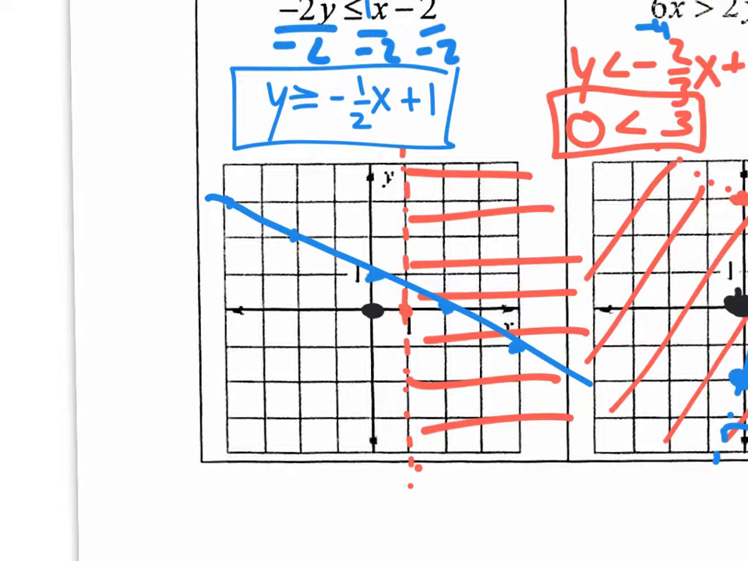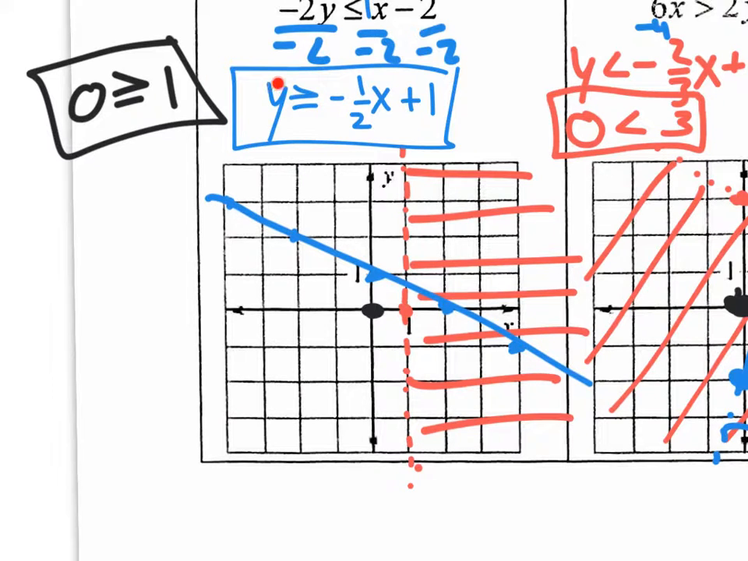And now I either need to shade in the bottom of this blue line or the top of this blue line. Let's pick the point 0, 0, which is clearly below. If 0, 0 works, I'm going to shade in the bottom. If 0, 0 doesn't work, I'm going to shade in the top. So going back and plugging in 0 for y and 0 for x, it's going to make this whole thing 0. So I'm going to end up with 0 is greater than or equal to 1.